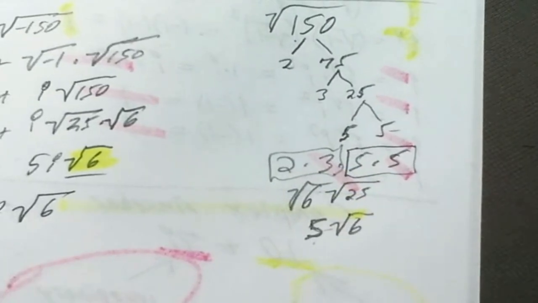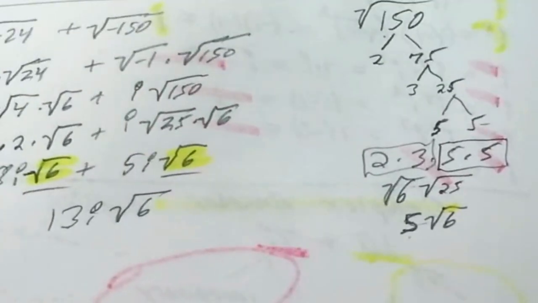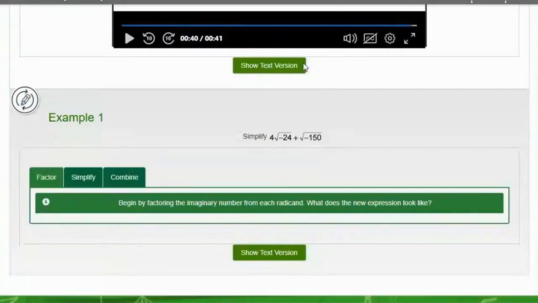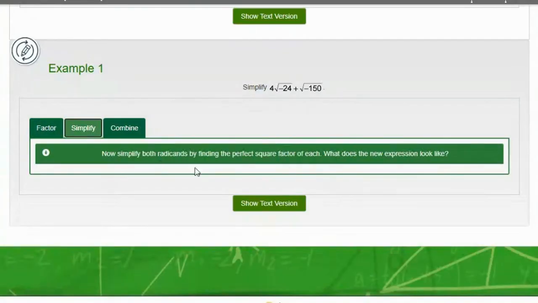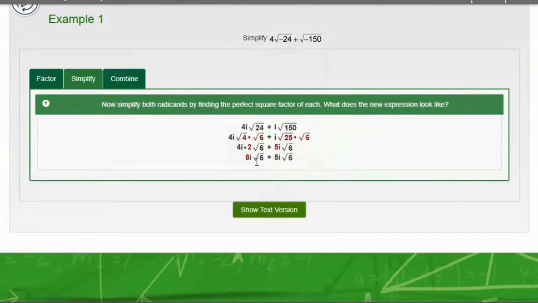So 13i square root of 6. Again, we're going to look and see what their answer is and see if they stepped it any differently. First, they say factor each one to be 4i square root of 24 plus i square root of 150. So they just pulled the i part out. That's all they did first. Then they simplified. So they said, okay, 24 is the same as 4 times 6, and the square root of 4 is 2. So this is 8i square root of 6.